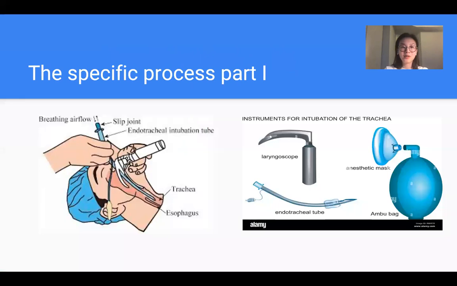Now, we use two pictures to understand more visually how tracheal intubation is applied. On the left one is a cross-sectional view of the structure of the human airway, and on the right one is a series of equipment that will be used in tracheal intubation. The medical instruments required for tracheal intubation are not very complicated and consist mainly of a laryngoscope, a tube, and an anesthetic mask. We will show their specific use in the next steps.